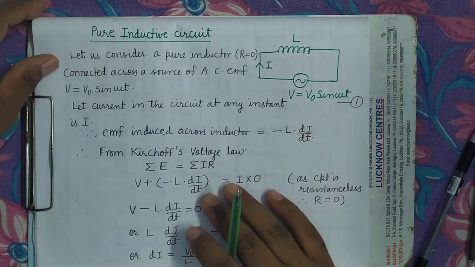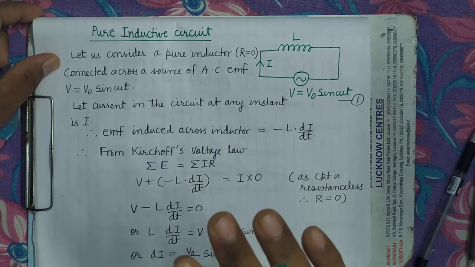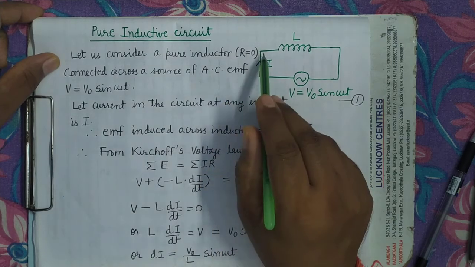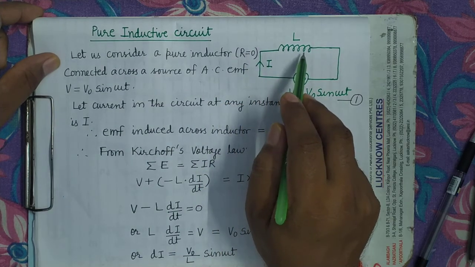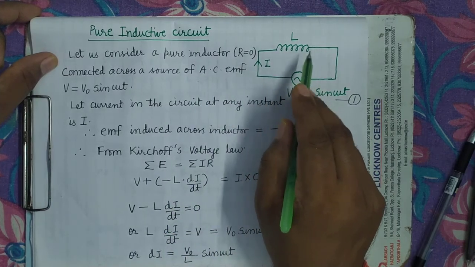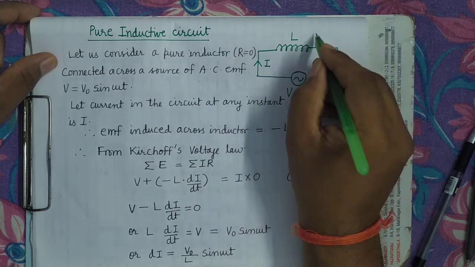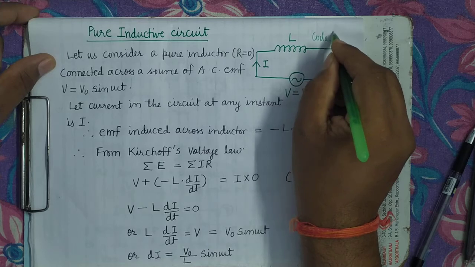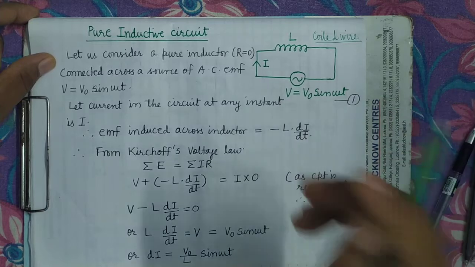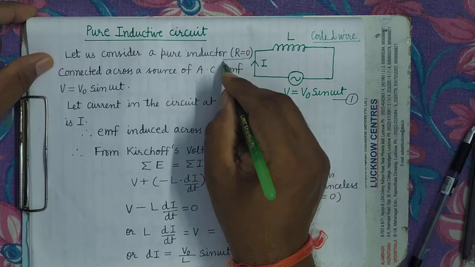See here, this is a pure inductive circuit. Though in practical conditions it is not possible to have an inductor without any resistance, because an inductor is made by making the coils of a wire. It is a coiled wire, and since it is a wire, it will definitely have some resistance. But here anyhow we have assumed that its resistance is 0.